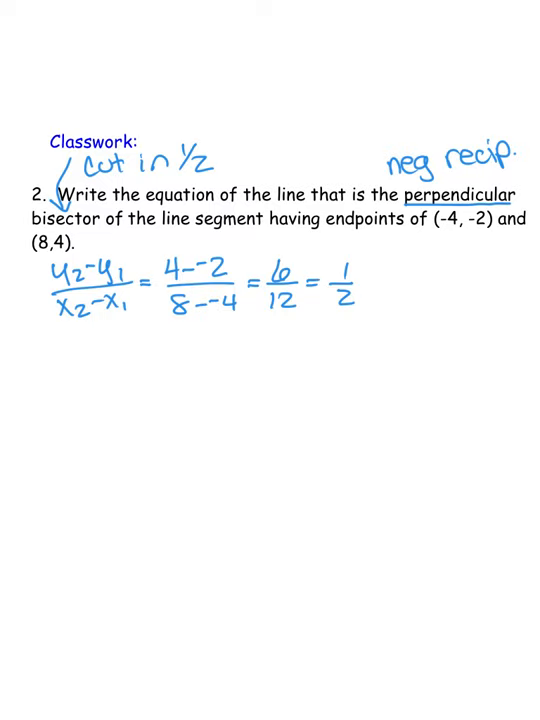Since it's perpendicular, it's the negative reciprocal, I'm going to flip this, and I'm going to make it negative since it was previously positive. So that is my slope.